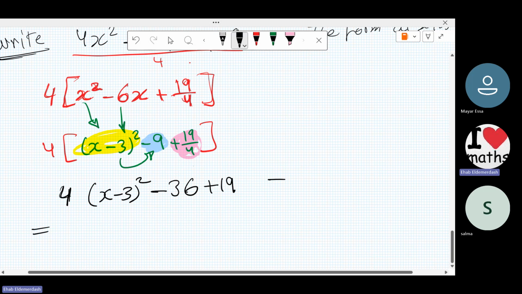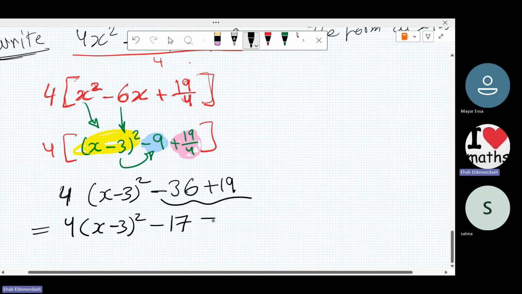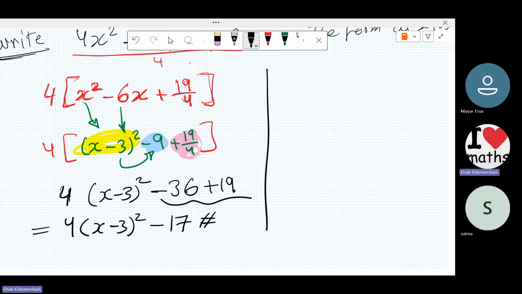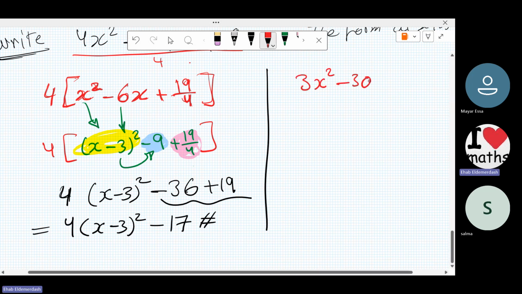Final answer will be 4 into x minus 3 squared. These two together will give me minus 17, and that's it. I did the question. Please, all of you, try to do this one on your own. 3x squared minus 30x plus 17.